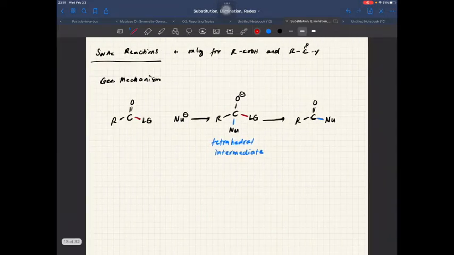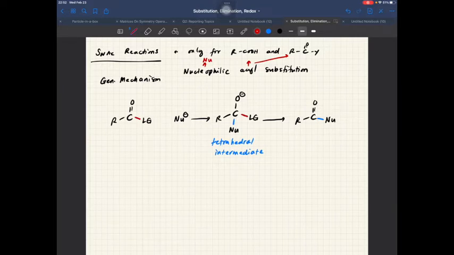Okay, another type of reaction is what we call SNAc, or nucleophilic acyl substitution. From the term nucleophilic acyl substitution, nucleophilic means a nucleophile is involved. Acyl means a carboxylic acid or derivative is involved. Meaning, SNAc reaction is basically the substitution reactions of carboxylic acids and derivatives.